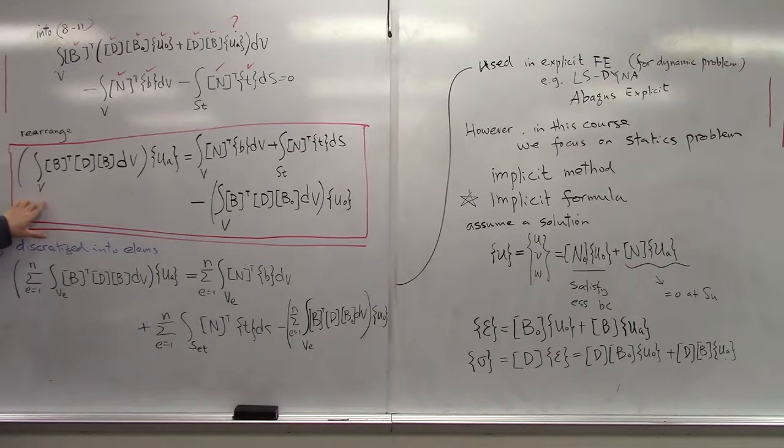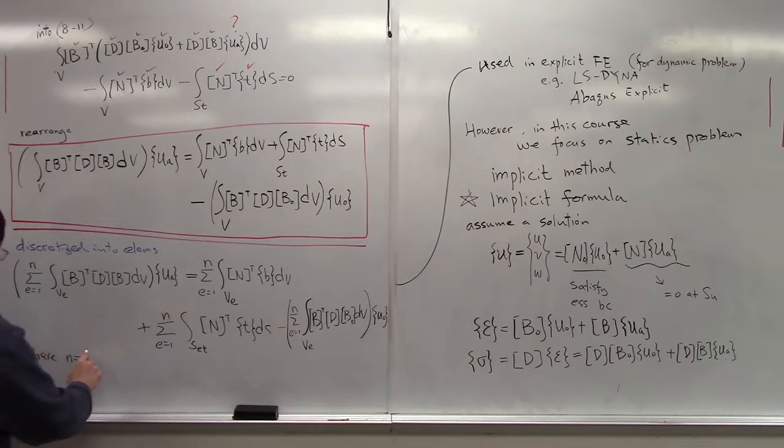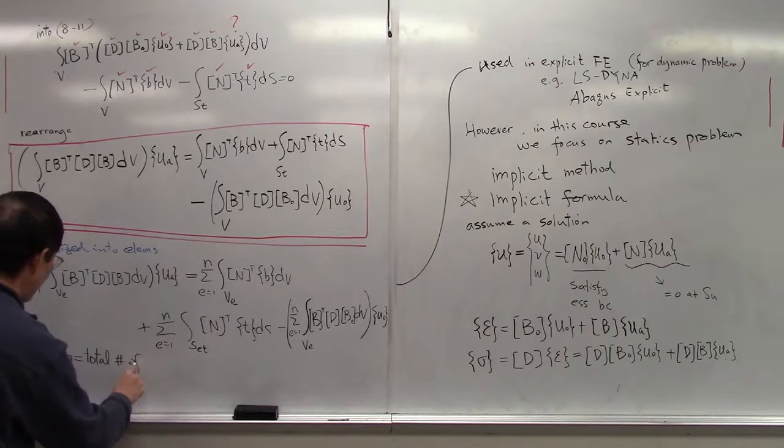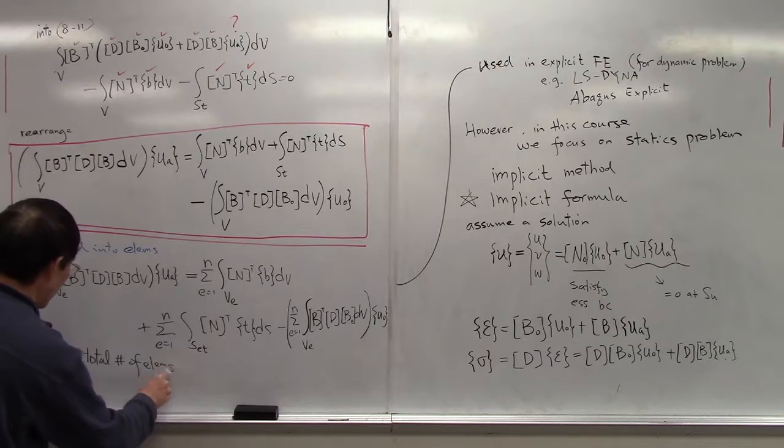This is taking the whole model view. This is taking the element view, okay? You look at what is inside, you do things at the element level, but don't forget to put everything together because the whole model consists of n number of elements. Here, n is equal to the total number of elements. And that's it.